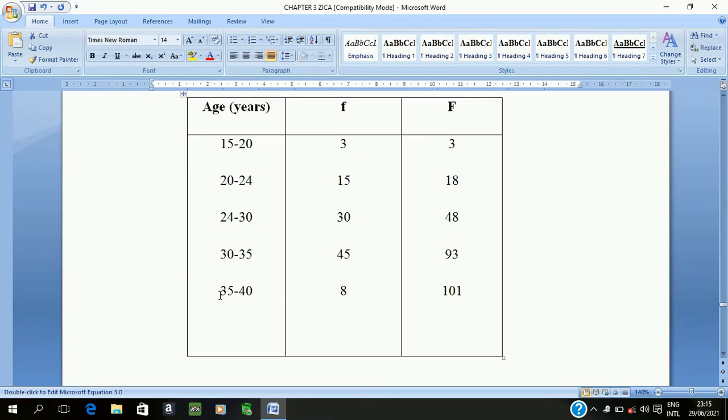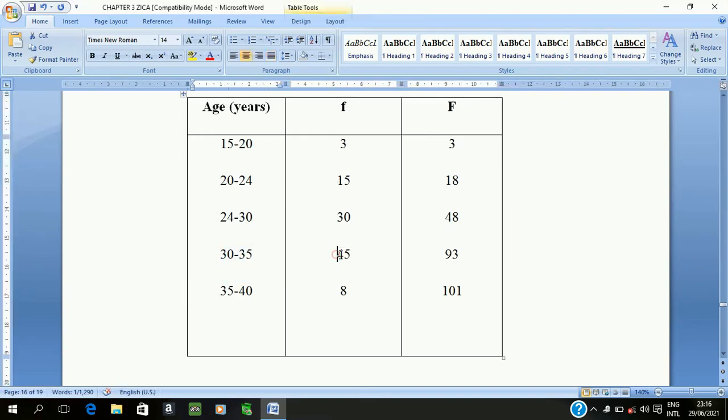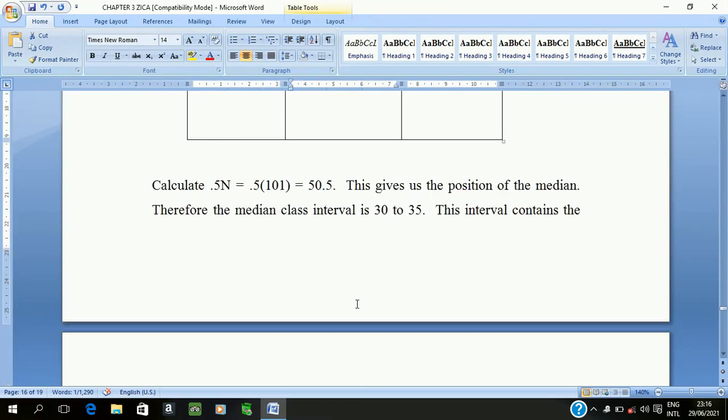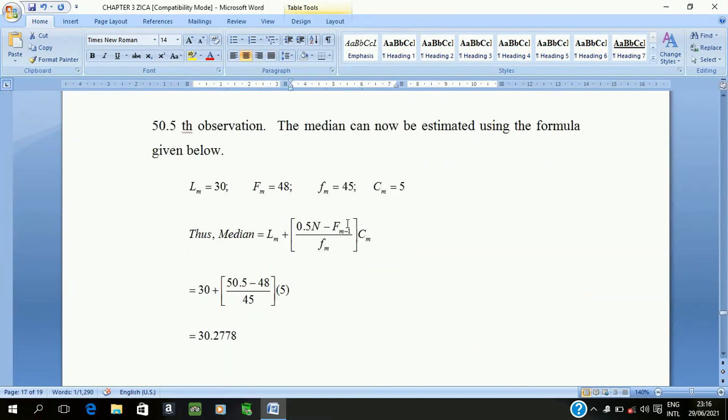So go back to your table. The median class is this one. The actual frequency of the median class is 45. That's how we're picking 45 there. So what remains now is just to put in figures.